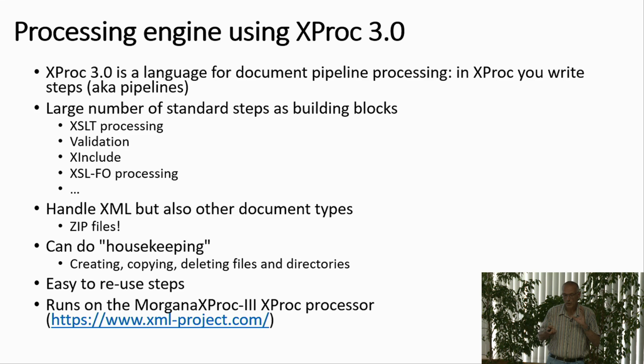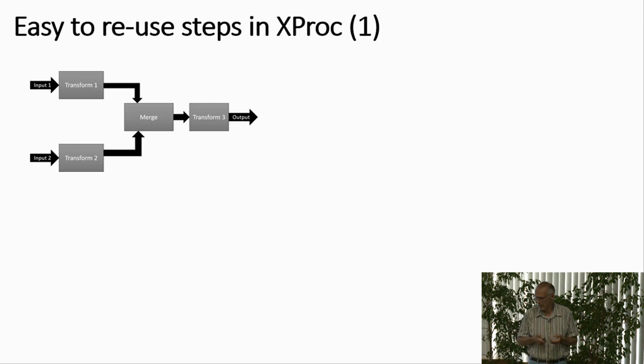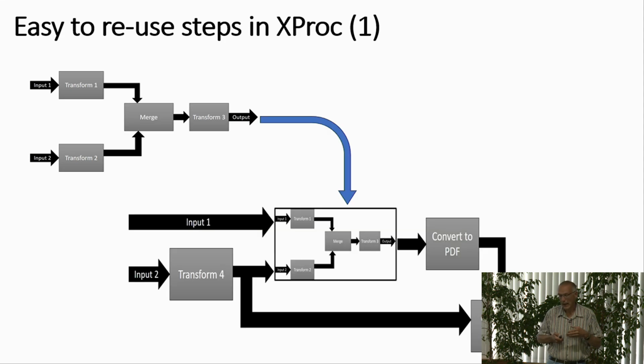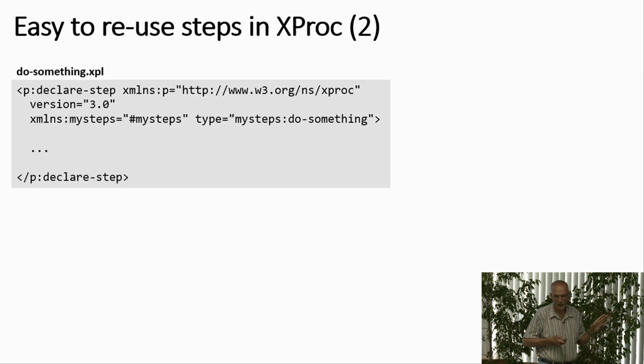Let's take a quick look at how you reuse steps in XProc, because that's a feature that actually makes this whole thing very possible. This is an example of some step that merges something. I have no idea what it does, it's just an example. And you want to reuse this in a bigger pipeline. That's very easy to do, and it's a bit of an overlooked feature of XProc. So just a quick aside of how that looks in code.